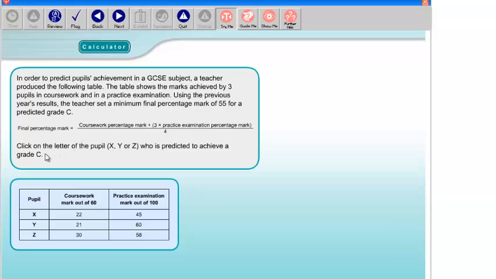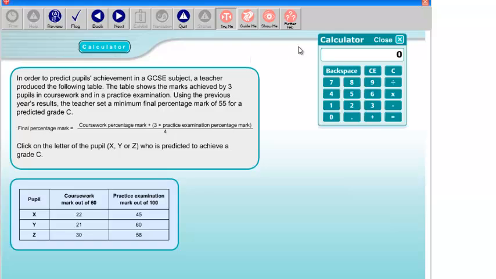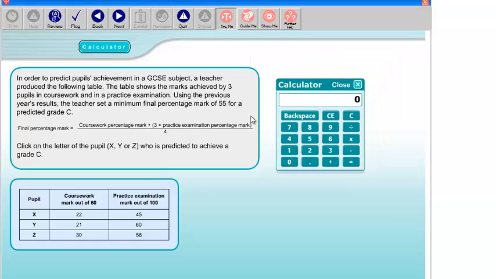Our instruction is to click on the letter of the pupil, so X, Y or Z. Well, we've got a 1 in 3 chance of getting this right, if nothing else. Who is predicted to achieve this grade C? That's quite an inventive question. So let's think about this then. We'll probably need the calculator, so let's bring it out ready.